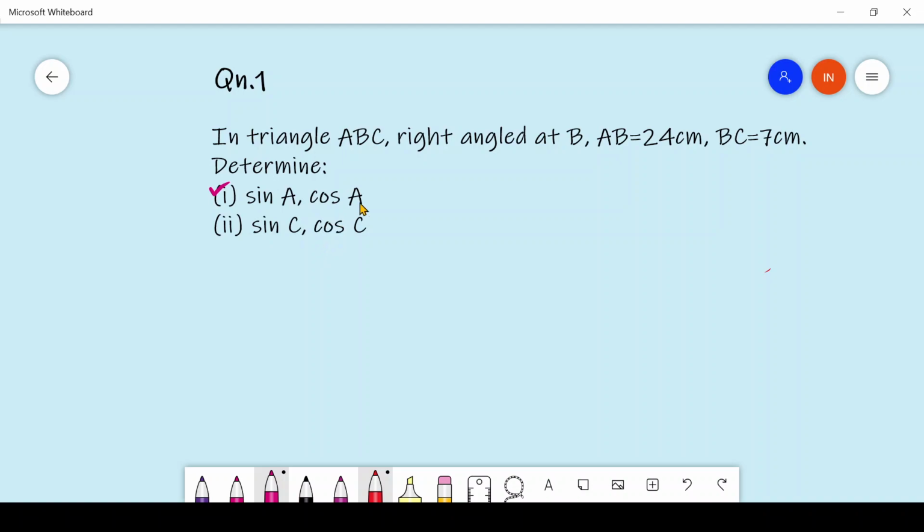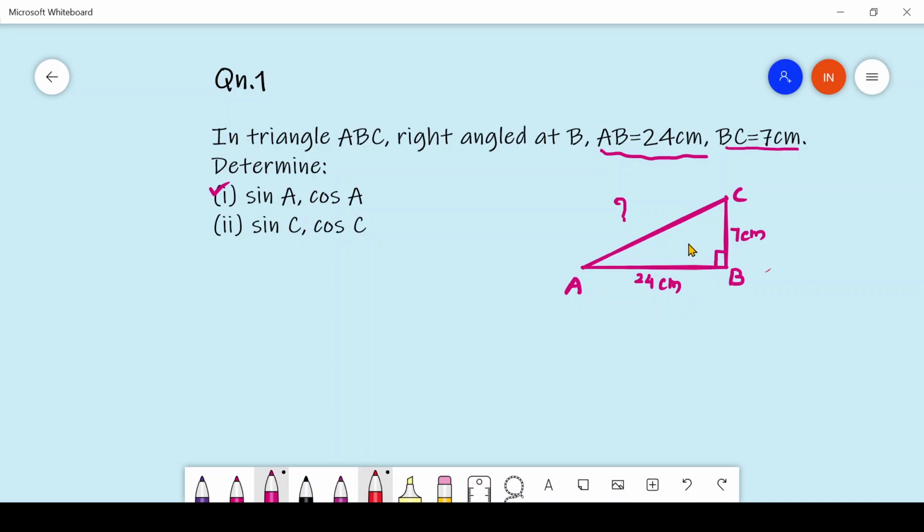So for this, let us draw a right angled triangle. So this is a right angled triangle. You can see right angled at B as given in the question. So ABC is a triangle which is right angled at B. And the measurements are also given. AB is equal to 24 centimeters. So this is 24 centimeters and BC you can see as 7 centimeters. But we don't know what is AC, right? It is not given in the question. So we have to find out AC. How?